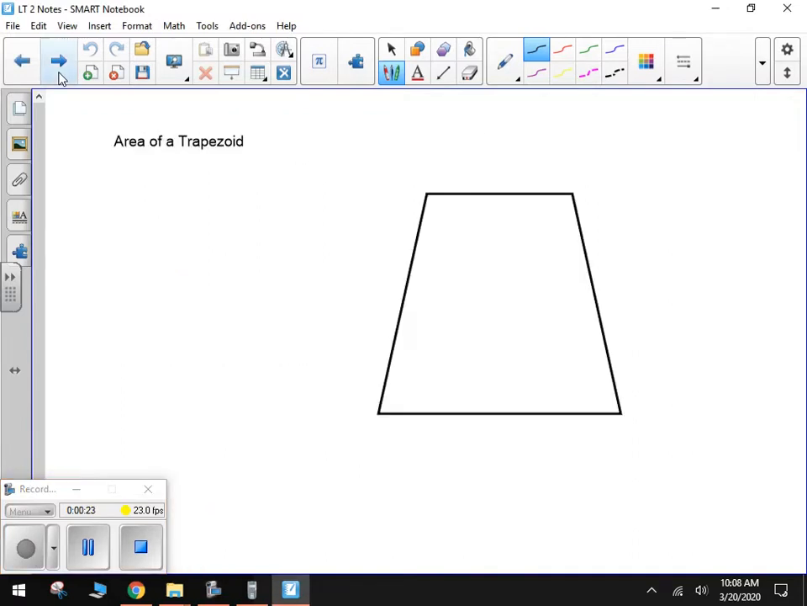Alright, so the area of a trapezoid. Okay, so I'm going to write area of trap. When I do it on my answer keys and things, it is going to be a 1/2 base 1 plus base 2 times the height. So remember that in a trapezoid we have two bases. We usually put base 1 at the top and base 2 at the bottom.